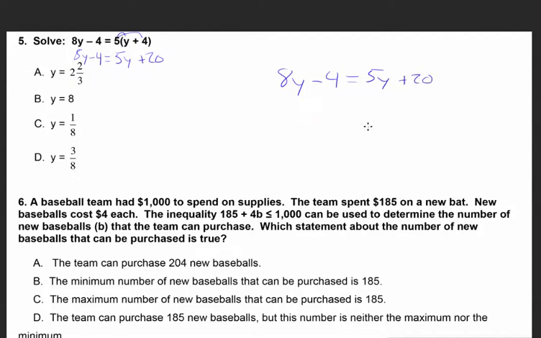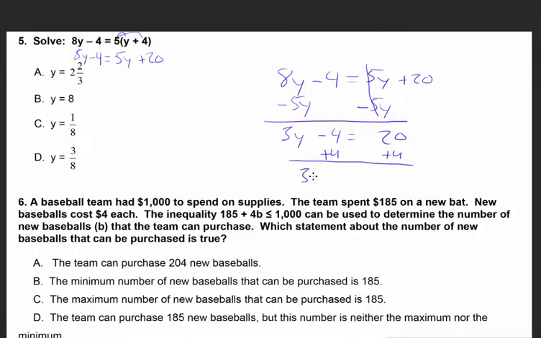Now, I'm going to move this over so that I have a little bit more space. Now we're almost ready to start our inverse operations, but we have some y's on the right side and some y's on the left. I want to move them all to one side. So I'm going to subtract 5y from both sides of the equation. 8y minus 5y is 3y. 5y minus 5y is 0. So on the right side I just have 20. Now I can do my inverse operations and add 4 to both sides and divide both sides by 3. And I get y is equal to 24 divided by 3, which is 8. So the answer is B.